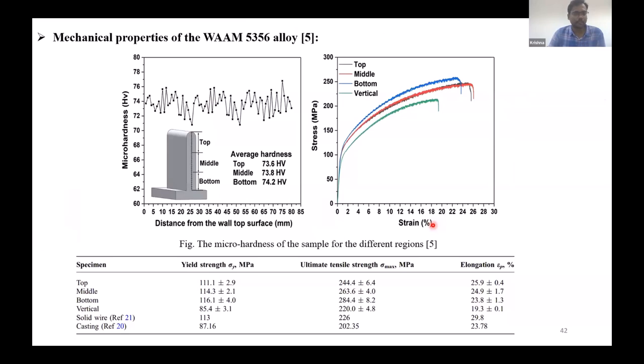This is one simple case study which I have taken from the literature for a work-hardened aluminum alloy, under different conditions like top, middle, bottom, and different zones. It shows how the mechanical properties vary, like the microhardness, ultimate tensile strength, or percentage elongation. If this is compared to conventional forging properties or conventional casting properties, we can say the properties are not up to the mark for aluminum alloys because of the porosity formation.